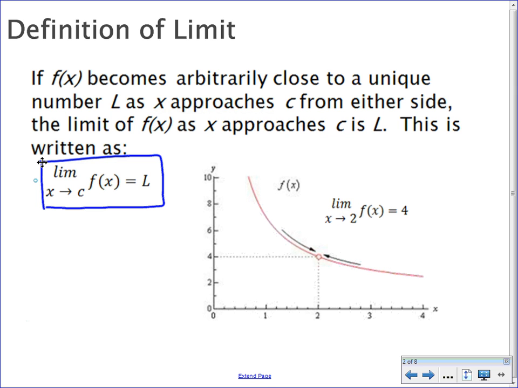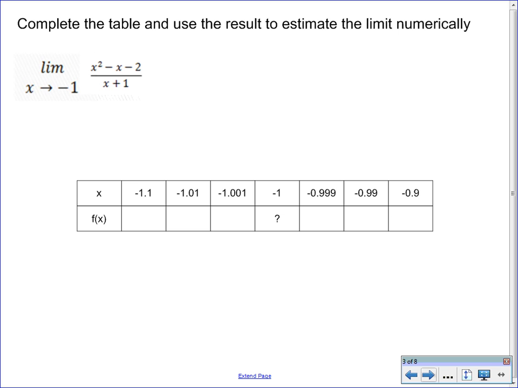What we need to have in our minds right now is that when we come from the right and left side, we're approaching a value. So let's look at this in a chart. Here I have this limit right here, and C can be any number. We have the limit as x approaches -1 of x squared minus x minus 2 over x. Now I have this chart. Why did I pick these numbers?